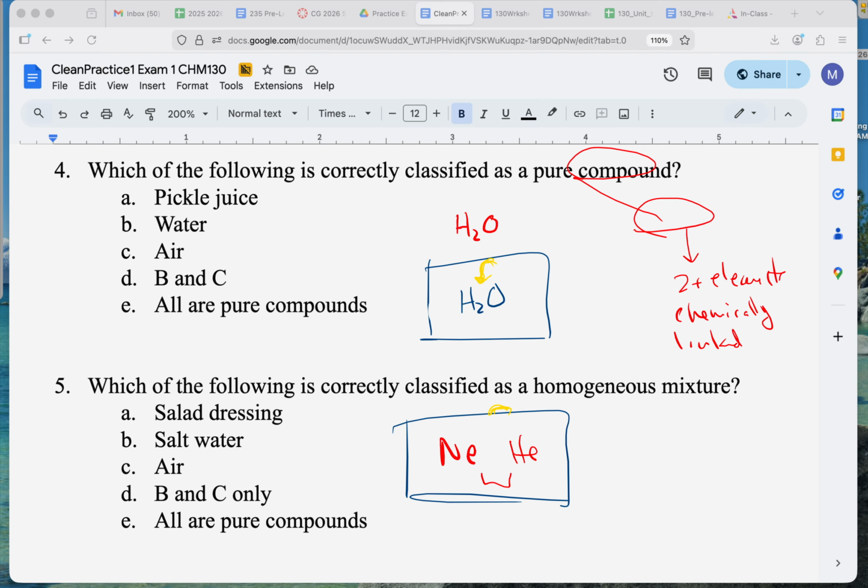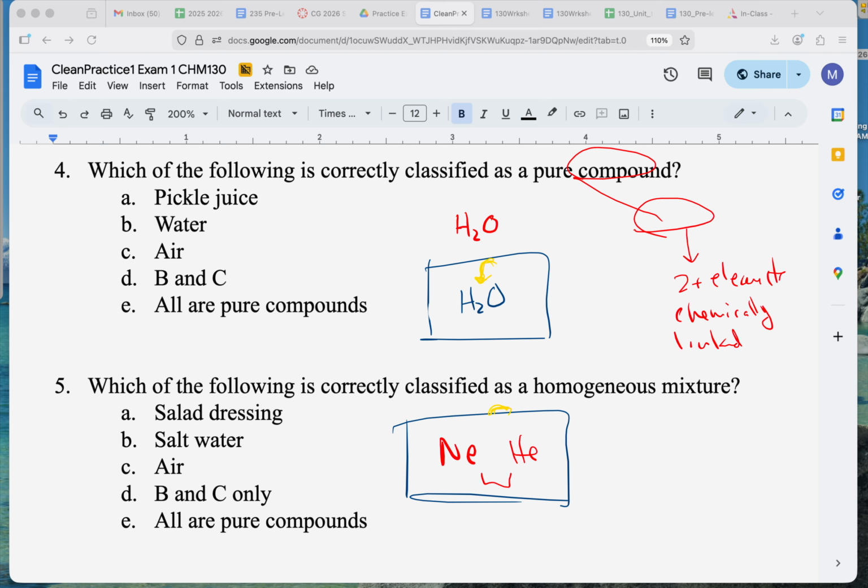Okay, so if we're going to say all of those are in the air, is dust the same thing as oxygen? No, this is why you can't just stick your head in the sand. It doesn't work. Okay, so that can't possibly be a pure compound because both dust and oxygen don't do the same thing chemically. So air doesn't make sense to be a pure compound. Well, how about pickle juice?